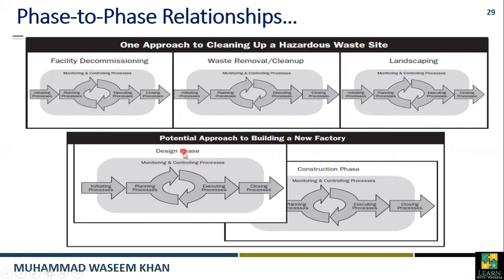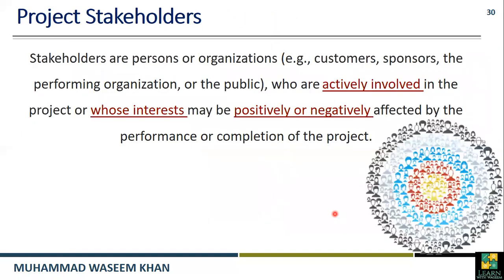Now the second example is building a new factory, which would need overlapping phases. You can see here that we have one phase and a second phase. The first phase is the design phase and the second phase is the construction phase. Before completion of the design phase, you have started the construction phase. So this is called the overlapping phase.